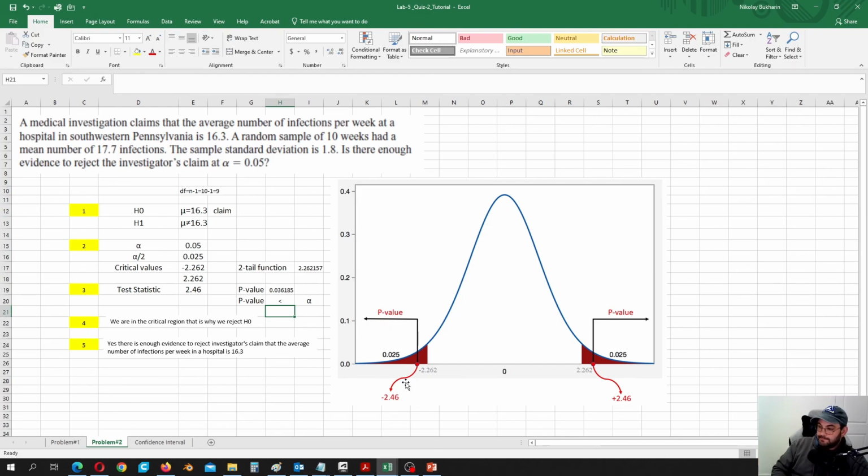But again, the purpose is the same: to make the conclusion about H0. We reject H0 or we do not reject H0. So let's save and let's go to confidence interval.